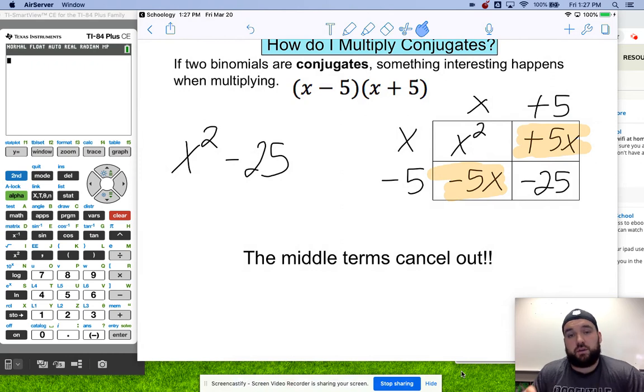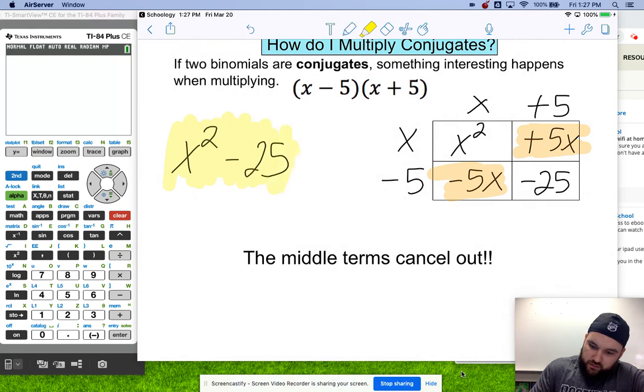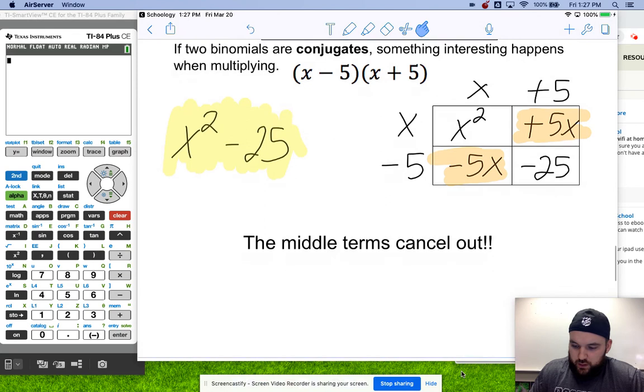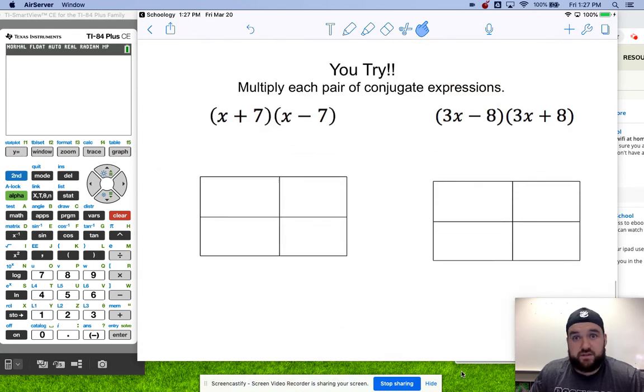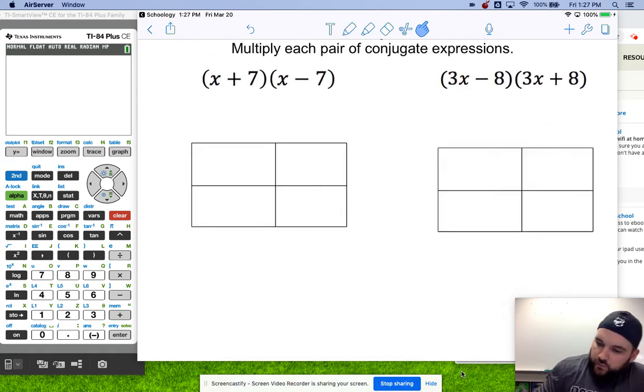So when I multiply those conjugates and combine the like terms, the 5x and the minus 5x make a 0, or cancel out, whatever verbiage you want to use. But this is my final answer, so to speak: it's just x squared minus 25. So I took a binomial, multiplied with a binomial, and I got a binomial as an answer, just x squared minus 25. These are conjugates, so you should have some sort of 0 canceling out. But go ahead, pause, try this, and we'll wrap up this first half of chapter 8.